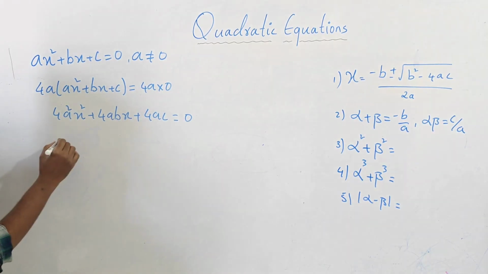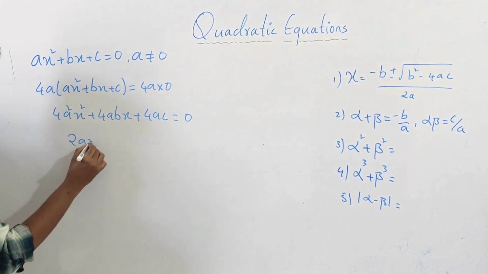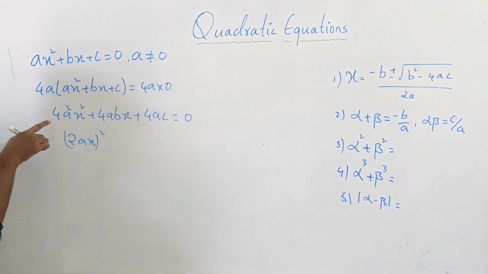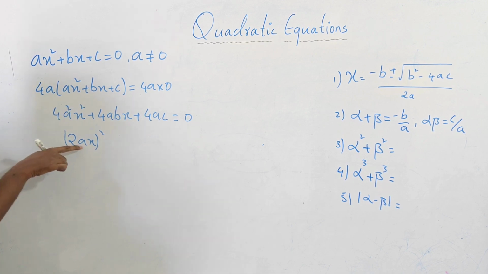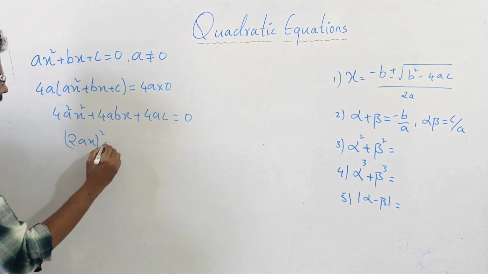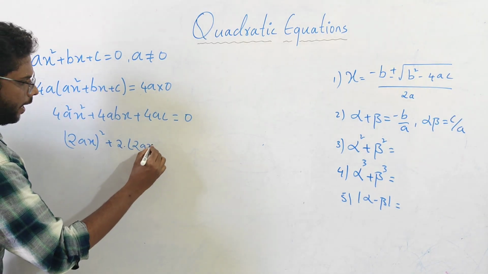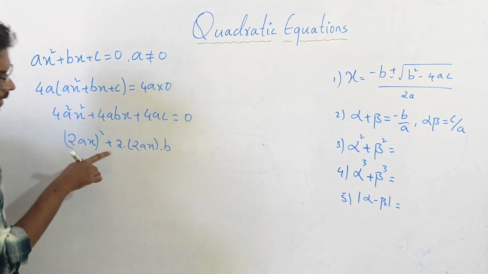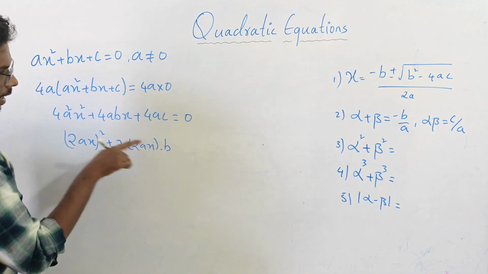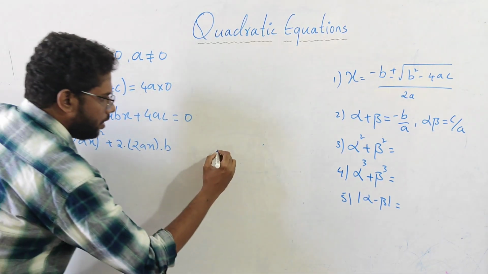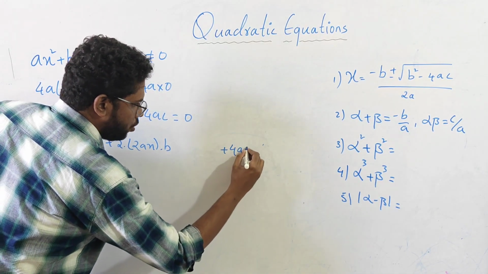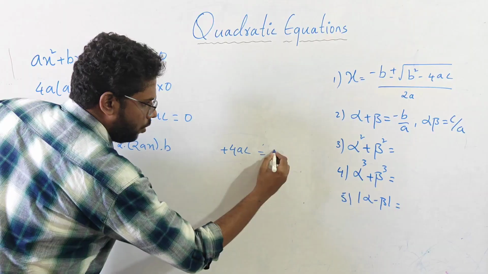Now this can be written like this: ax whole square, this 4a square x square I am writing as (2ax) whole square. Now this term can also be written as 2 into 2ax into b, because 2 into 2 is 4, so we get 4abx. Why am I writing like this? I will show you. And this 4ac is equal to 0.